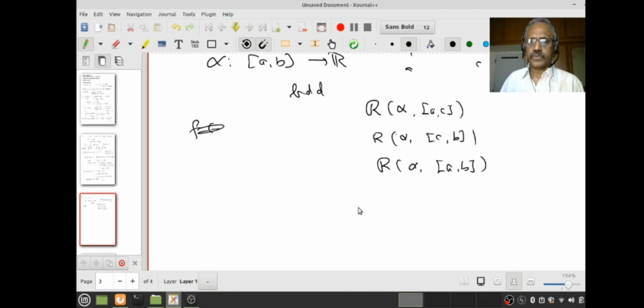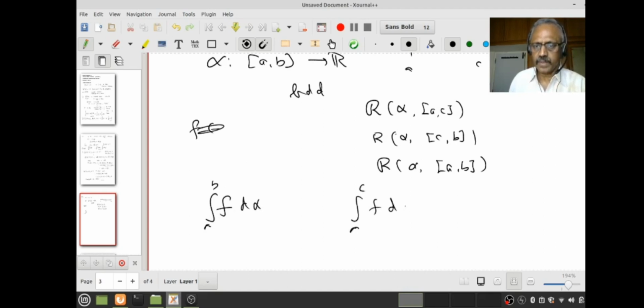Yeah, so let us just write it. It may be better to give some names. So let the integral from A to B of f d alpha, the integral from A to C of f d alpha, and the integral from C to B of f d alpha be the three integrals. Assuming they make sense, I do not know. Okay, suppose all of them make sense.